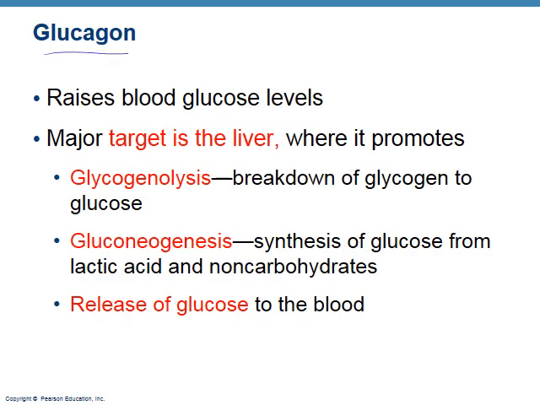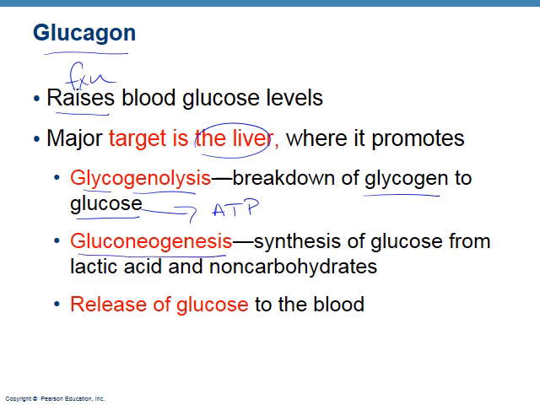So here we have glucagon. Glucagon's function is to raise blood glucose levels. The target is the liver, where it promotes glycogenolysis, to take glycogen and break it down to glucose. We need the individual glucose in order to generate ATP. It also promotes gluconeogenesis, synthesizing glucose from lactic acid and non-carbohydrate sources. We've already seen this term before when we saw cortisol, right? And it causes the release of glucose in the blood.